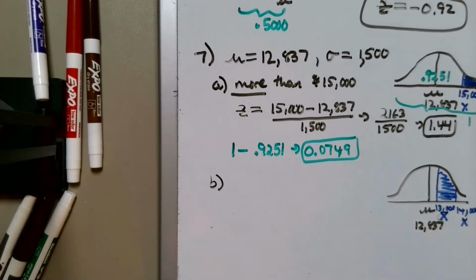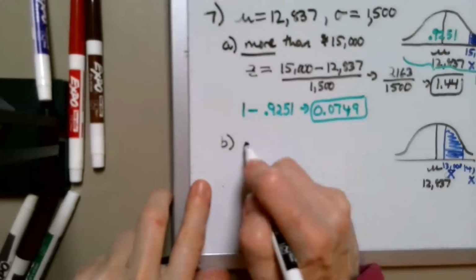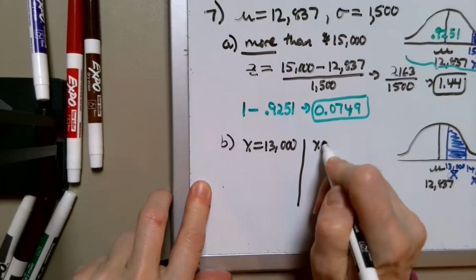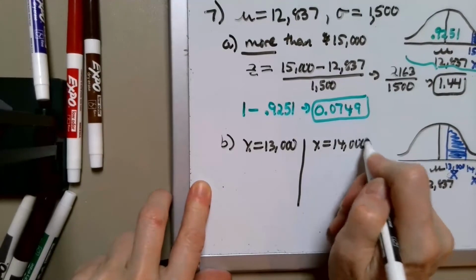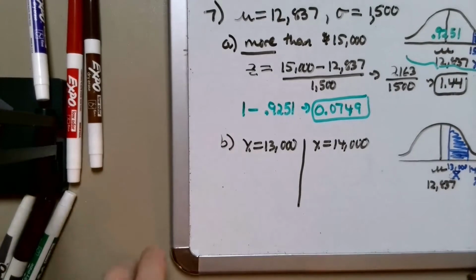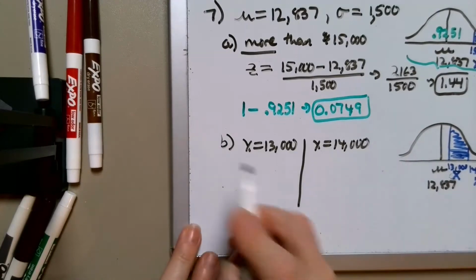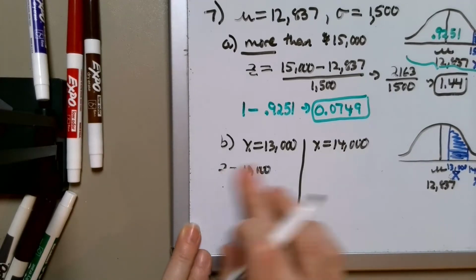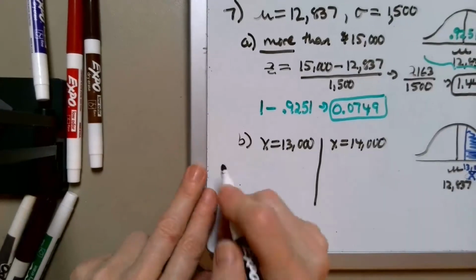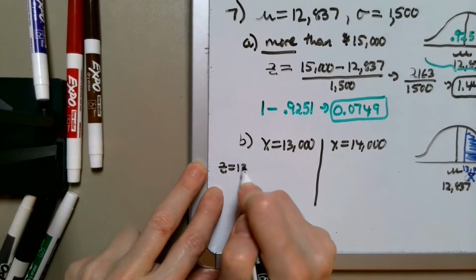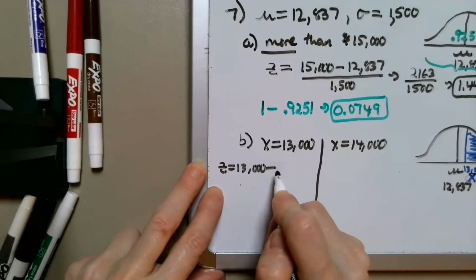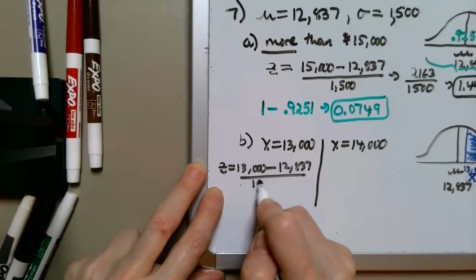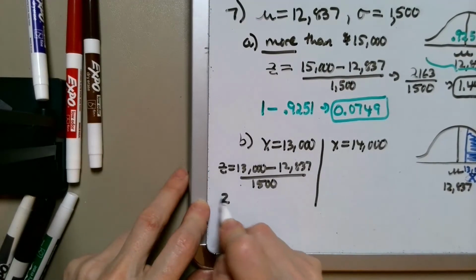So we have to take those two values for x, 13,000 and 14,000, and use our z-score formula, the shorter z-score formula, and convert them into z-scores, which should be positive because we're to the right of the mean. So we're going to take x 13,000. Let me give myself more space here. We're going to take x 13,000 minus mu 12,837 over sigma 1,500. Let me do that one first.